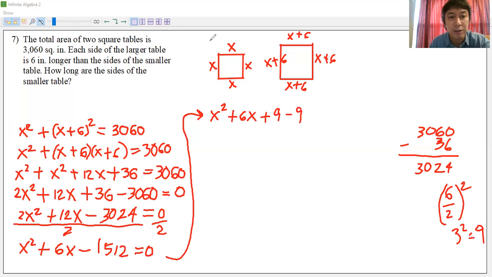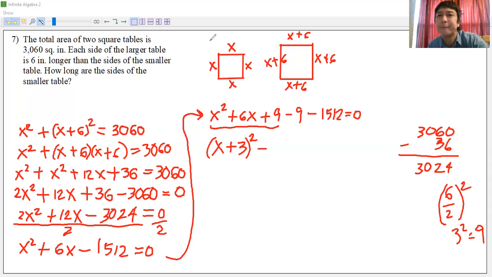And we still have the minus 1512 equals 0 there. All right, this is now a perfect square trinomial, which is equivalent to x plus 3 squared. And this is now minus, how much is that? 1512 plus 9. Okay, let's do it here.